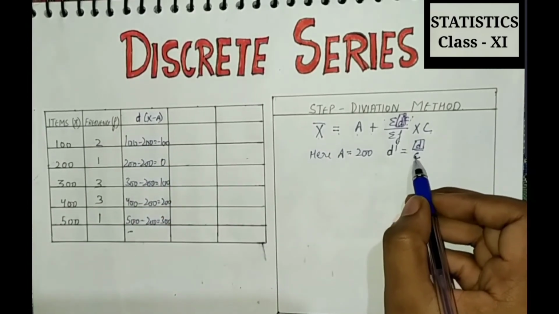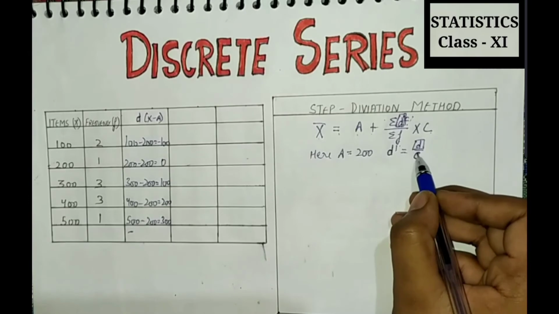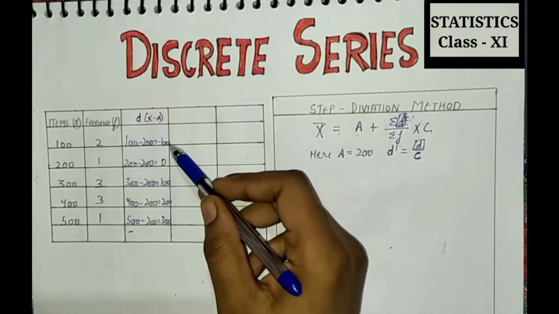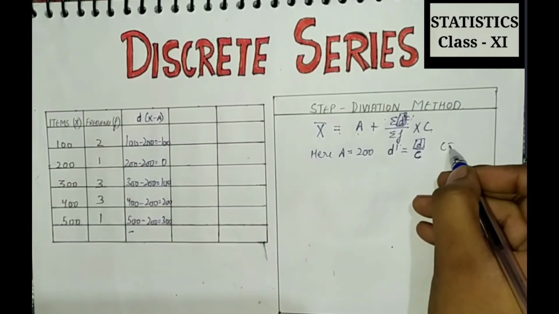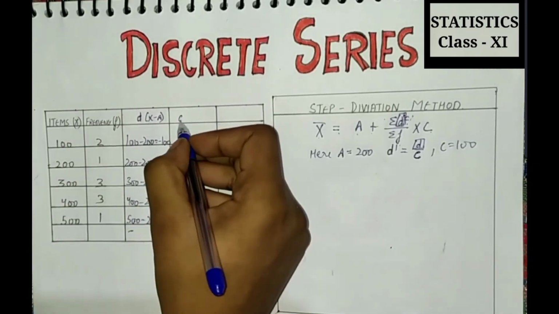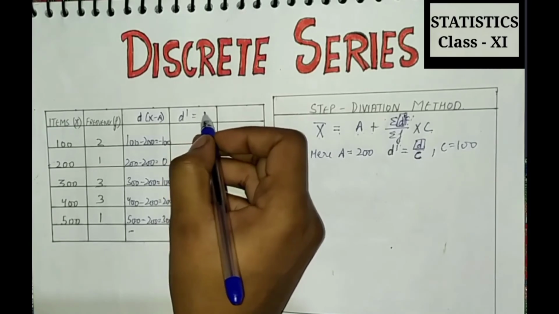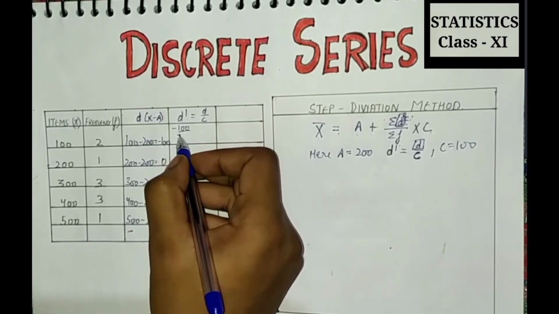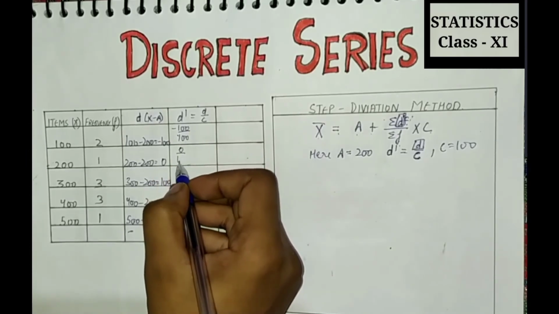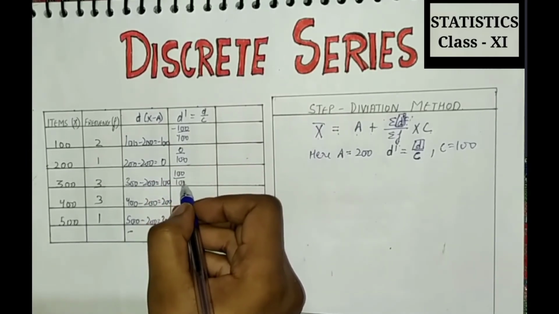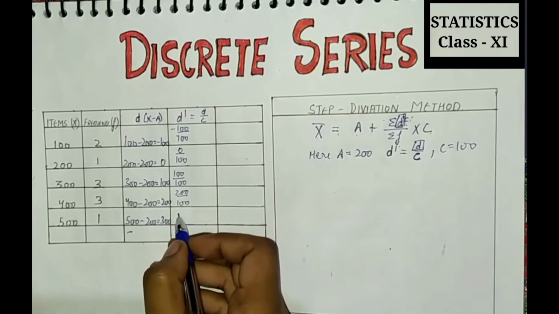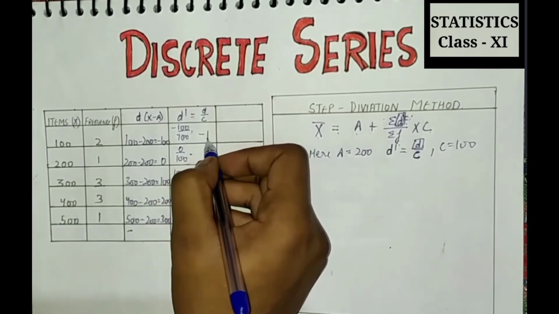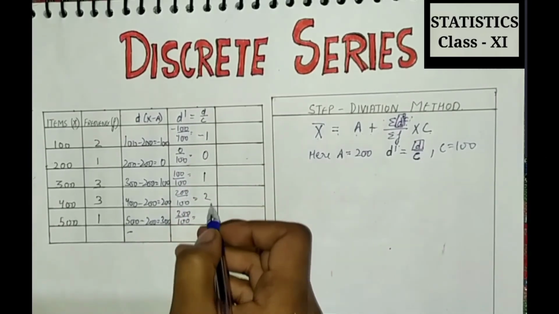Now for calculating d dash, what is C? C is called a common factor. Here I see a common factor of 100, so I take C as 100. So the next column is d dash, which is equal to d upon C. So minus 100 upon 100, 0 upon 100, 100 upon 100, 200 upon 100, 300 upon 100. So this is minus 1, 0, 1, 2, 3.